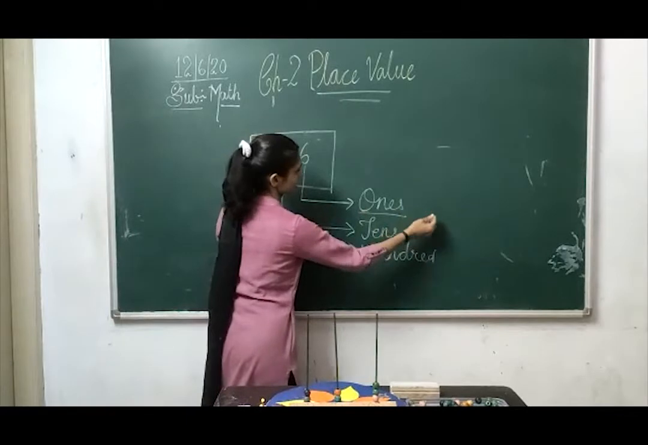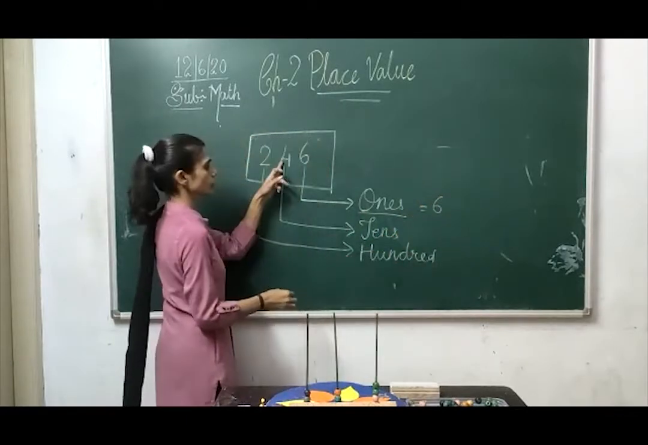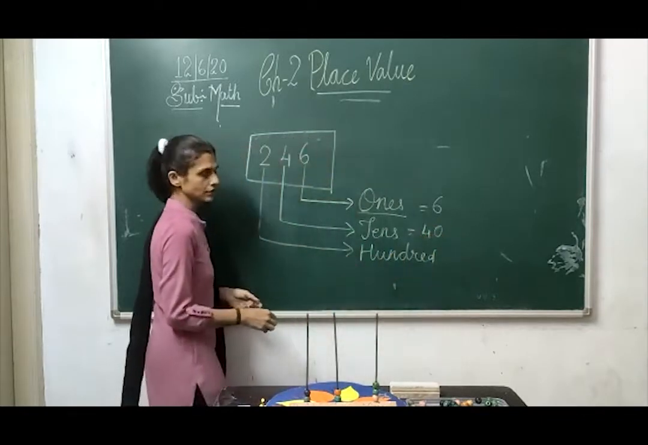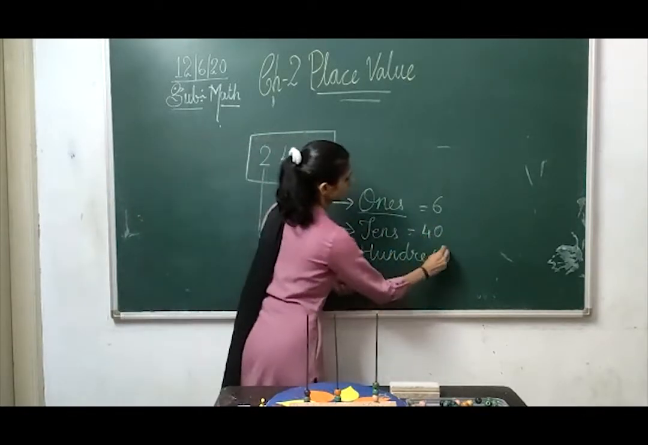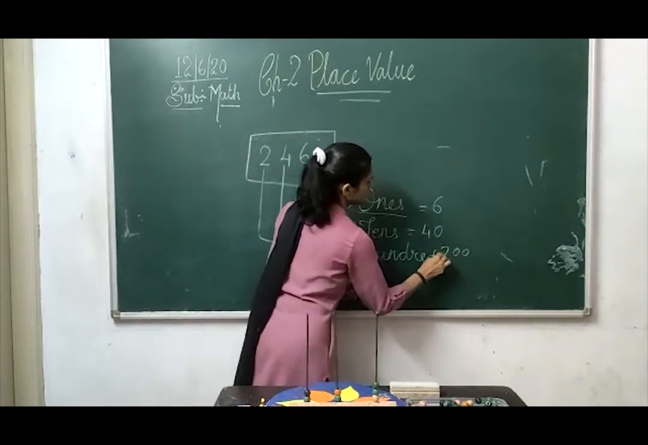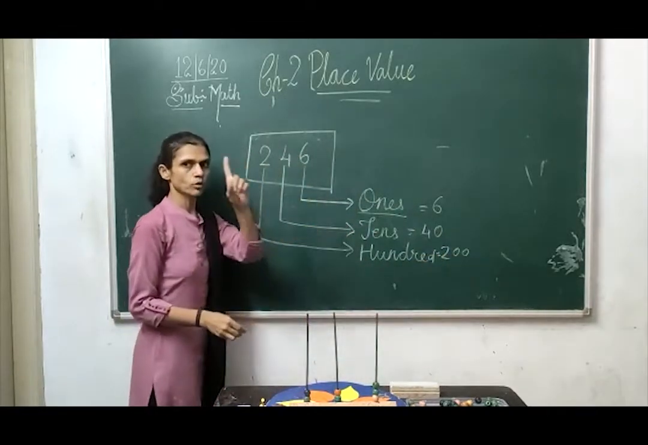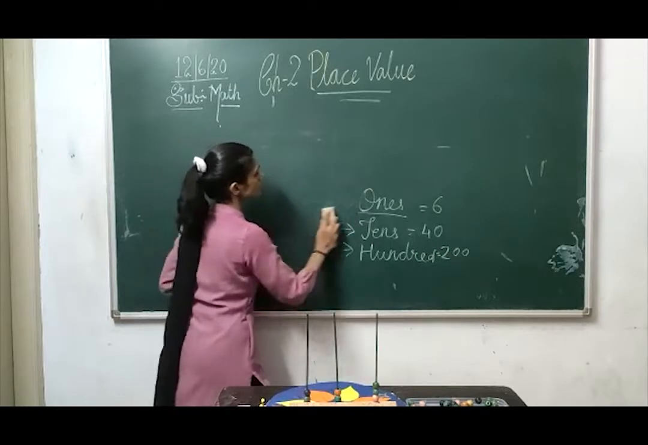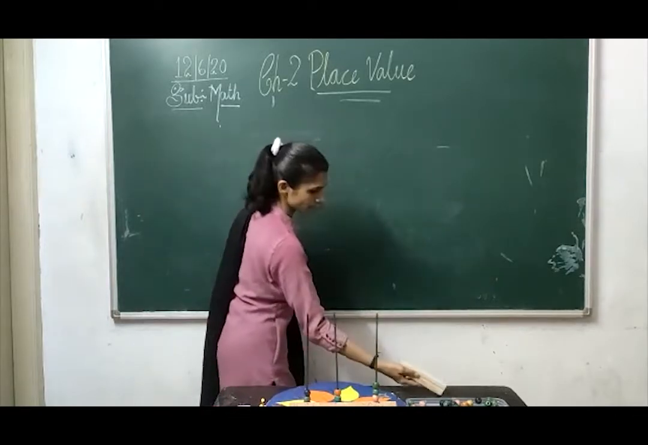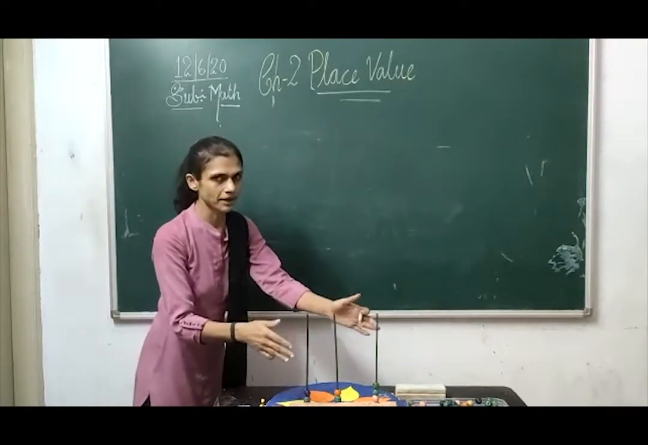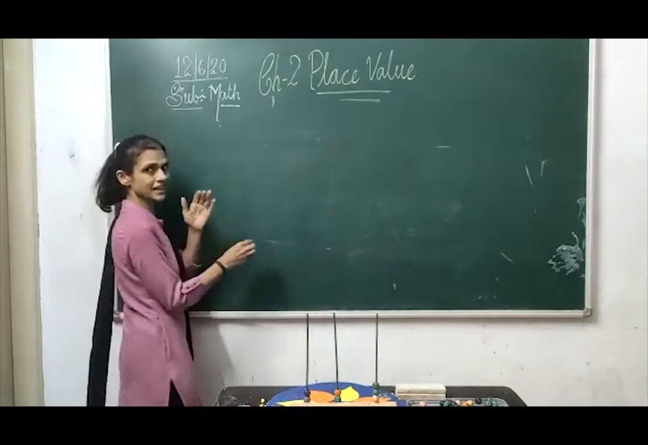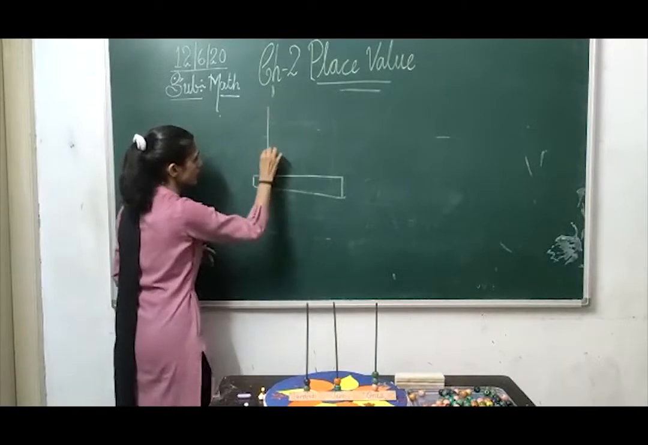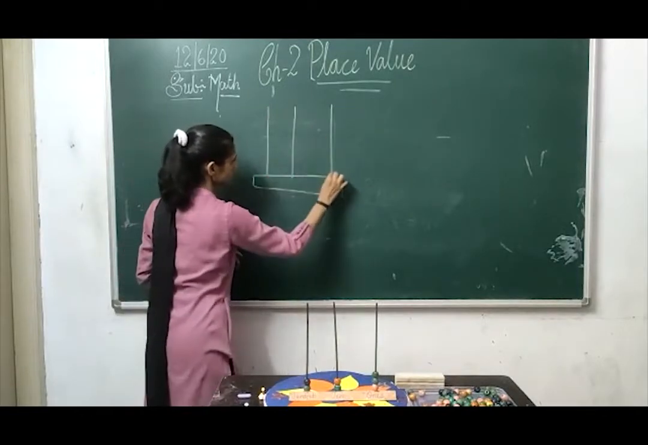So 6 ones you can say 6. If you want to write 4 tens, how should you write 4? 0, 40. And in hundreds, how should you write? 200. This is a simple way. One more example I am showing you. By doing this with the spike abacus over here, I have shown you already. But I am doing the same thing over here also. Here, I have drawn a spike abacus.